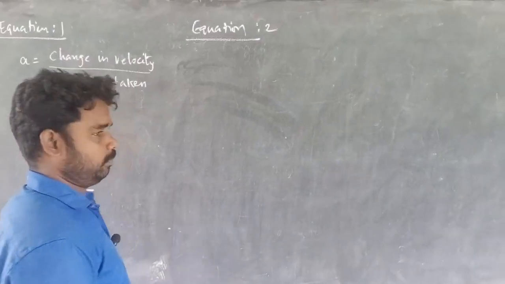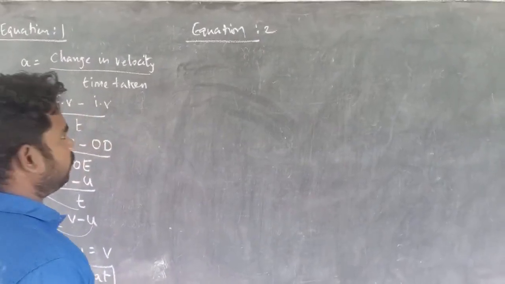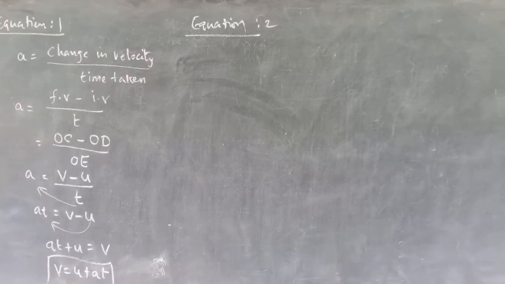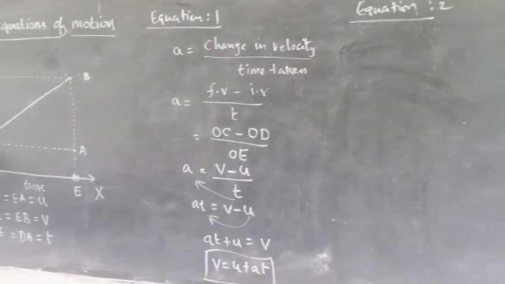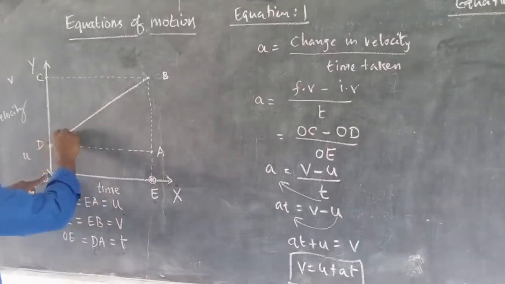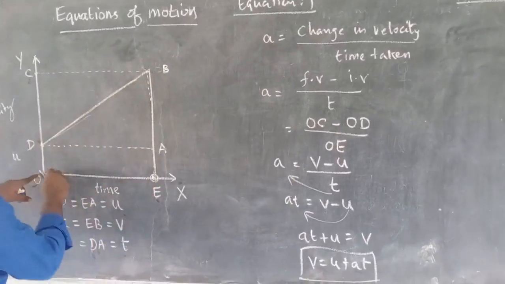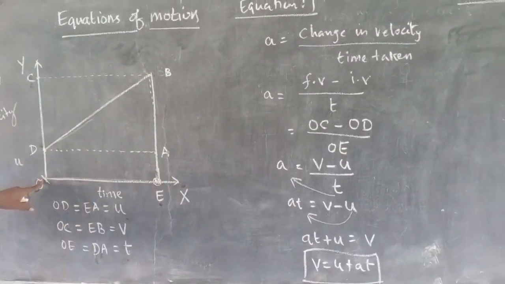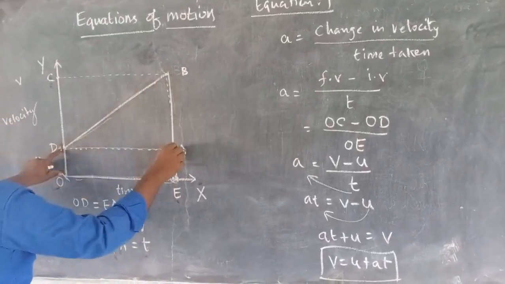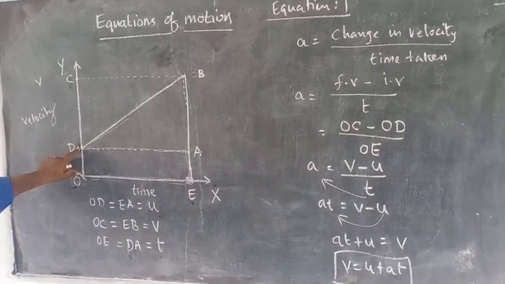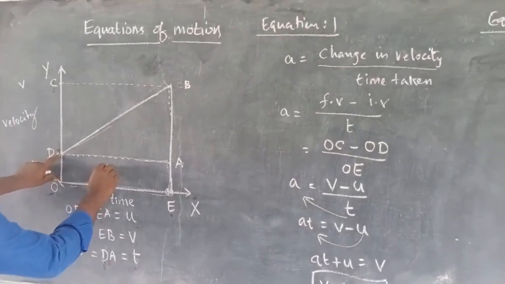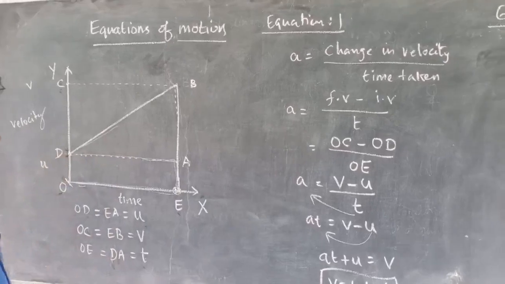Now the equation number 2. To find the distance covered by the object, we have to find the area of the quadrangle ODBE. The quadrangle ODBE is the quadrangle. But this quadrangle consists of a rectangle as well as a triangle. So if you want to find the area of quadrangle, you have to find the area of triangle and the rectangle. You have to add.